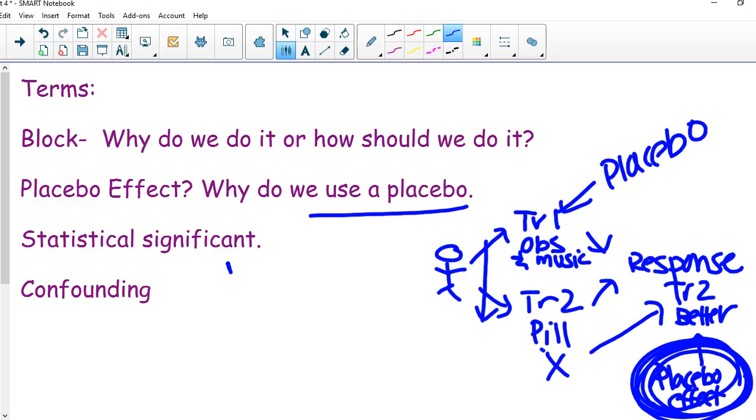Statistically significant means the results were so great, it wasn't just by chance. And then we confirm this with our significance tests we've learned. When we talk about confounding, we need to talk about the z variable, how it affects the y, and how it's also tied to x.